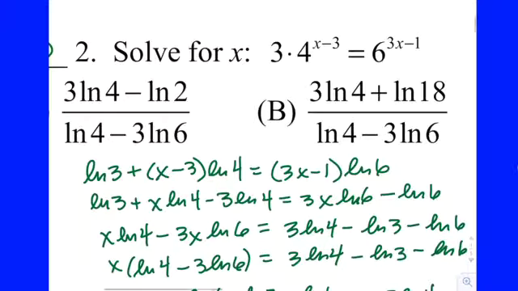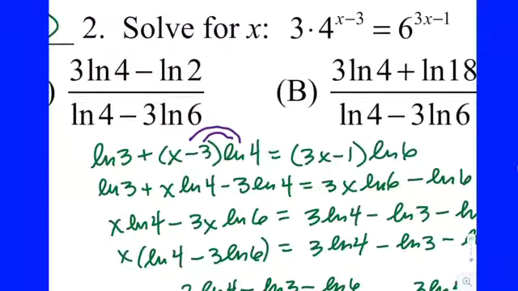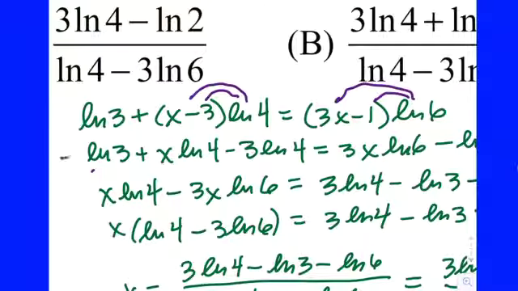Okay, so now we carefully distribute, right? Carefully distribute the natural log of 4 into the x minus 3, and we get the line below. Remember, try to put the x's in front, because x ln of 4 is very different than natural log of 4x. It looks different. And then we carefully distribute on the right-hand side, 3x natural log of 6 minus natural log of 6, and that gets us to this line right here.